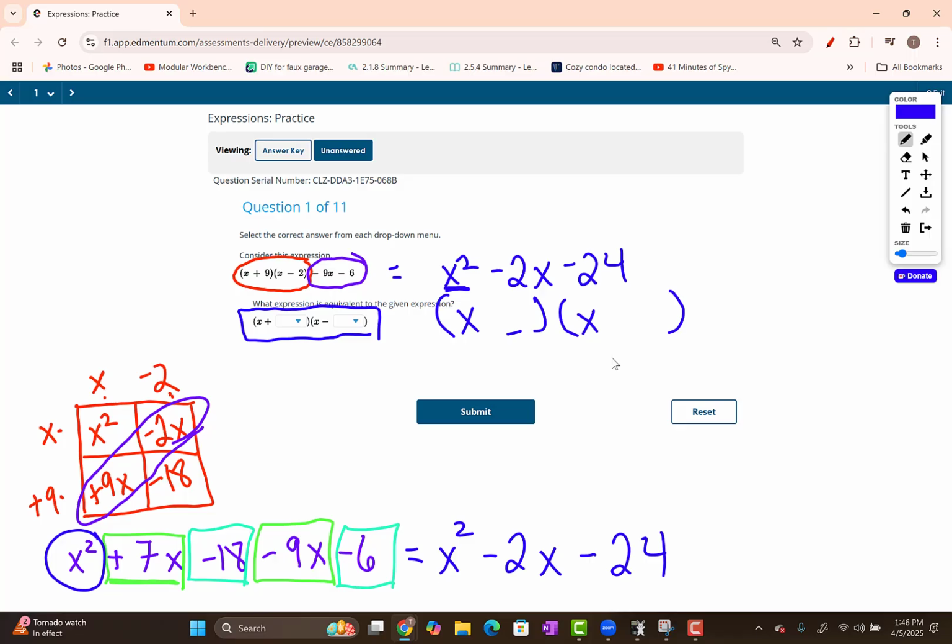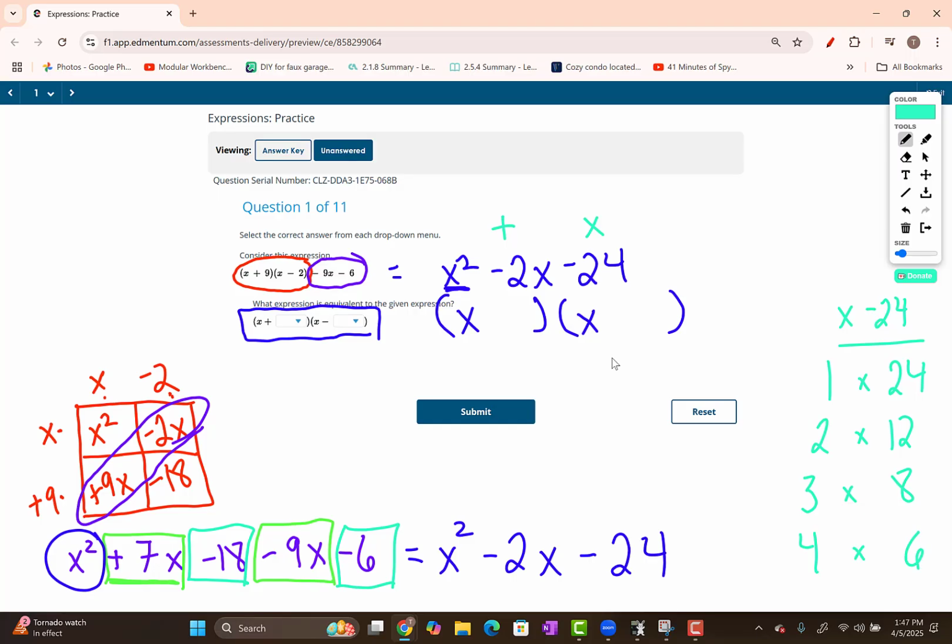What goes in these last two spots, here and here, the numbers that go there, those numbers have to multiply together to give you negative 24 and add together to give you negative 2. And the trick for this is to come up with numbers that multiply together to give us 24. Well, numbers that multiply together to give us 24 are 1 and 24. Let's forget about the negative for a second. 2 and 12. 3 and 8. And 4 and 6.